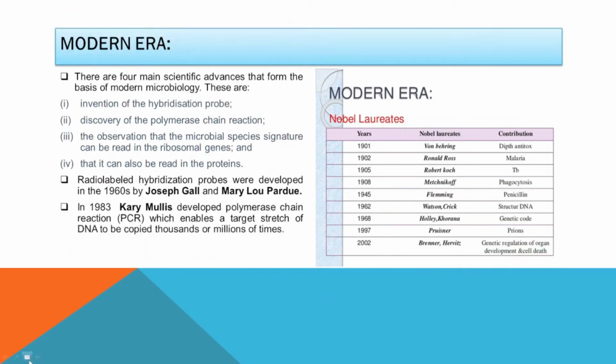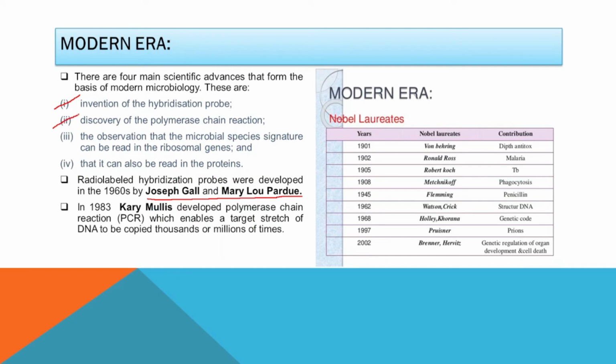Lastly, let's move into the modern era. There are four main scientific advances that form the basis of modern microbiology. These are: first one, the invention of the hybridization probe. Radio-labeled hybridization probes were developed in the 1960s by Joseph Gall and Mary Lou Pardue.